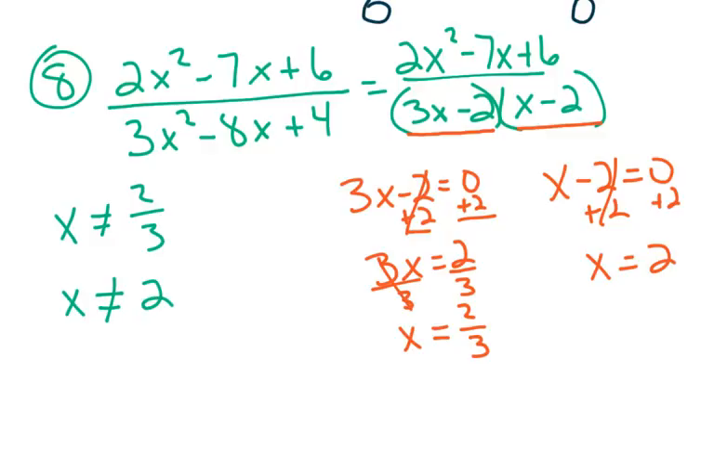All right, I'm going to leave that one for you to check. Make sure that plugging those in gives a complete denominator of 0. And that is how we find the restrictions and why we have to pay attention to them.